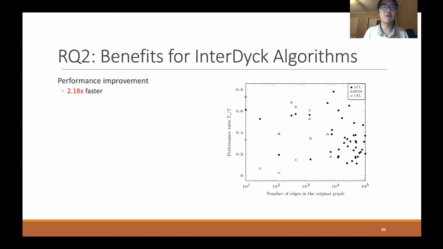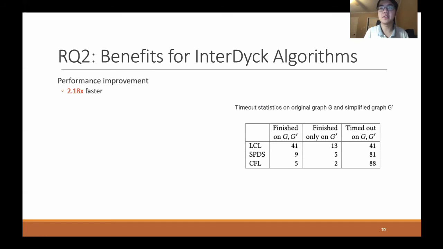As we can see, the graph simplification is likely to help InterDyck algorithms speed up on large graphs, which indicates that the simplification algorithm can increase the scalability of InterDyck reachability algorithms. The table also shows the timeout statistics. You can see that for 13 graphs, the LCL algorithm cannot run on the original graphs but can finish on the simplified graphs. There are 5 such graphs for SPDS algorithms and 2 for CFL algorithms. Overall, the graph simplification provides about 2.18 times speedup on average for the 3 InterDyck algorithms.